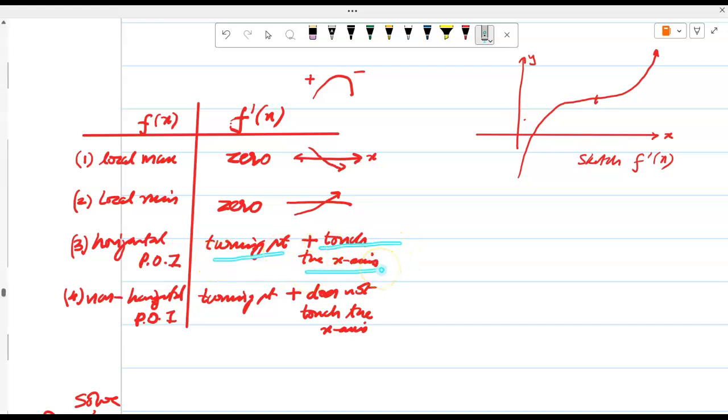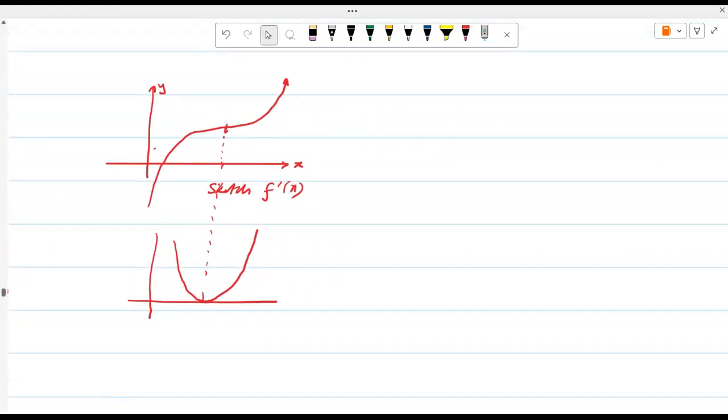When you're drawing this, you think of the slope. Think of the tangent. If you draw a tangent here, will the slope be positive or negative? Positive. Then here, positive. Here, 0. So over here, the slope is positive and decreasing, and it will become 0. So at the point of inflection, this will be the turning point. It will touch the x-axis.